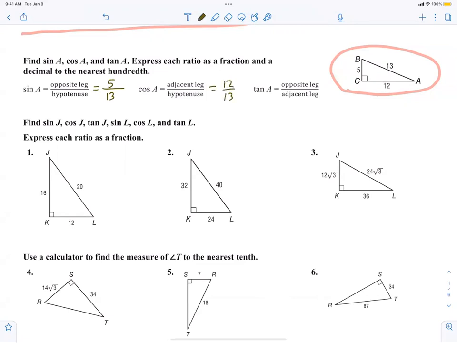12 over 13. And what's the tangent? 5 over 12. Now, honestly, if you can do that, the whole worksheet is super simple.